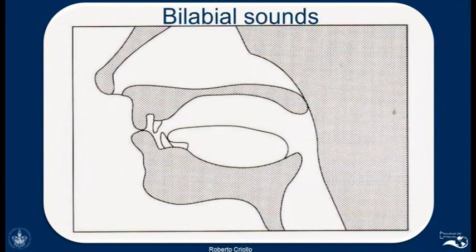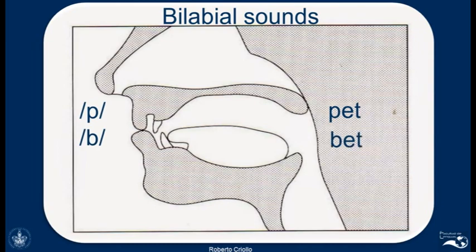The first place of articulation will be both lips, and we have bilabial sounds. Some examples are p as in pet, and b as in bat, and m as in met, and finally w as in wet. So all of these are bilabial sounds because they are produced with both lips.